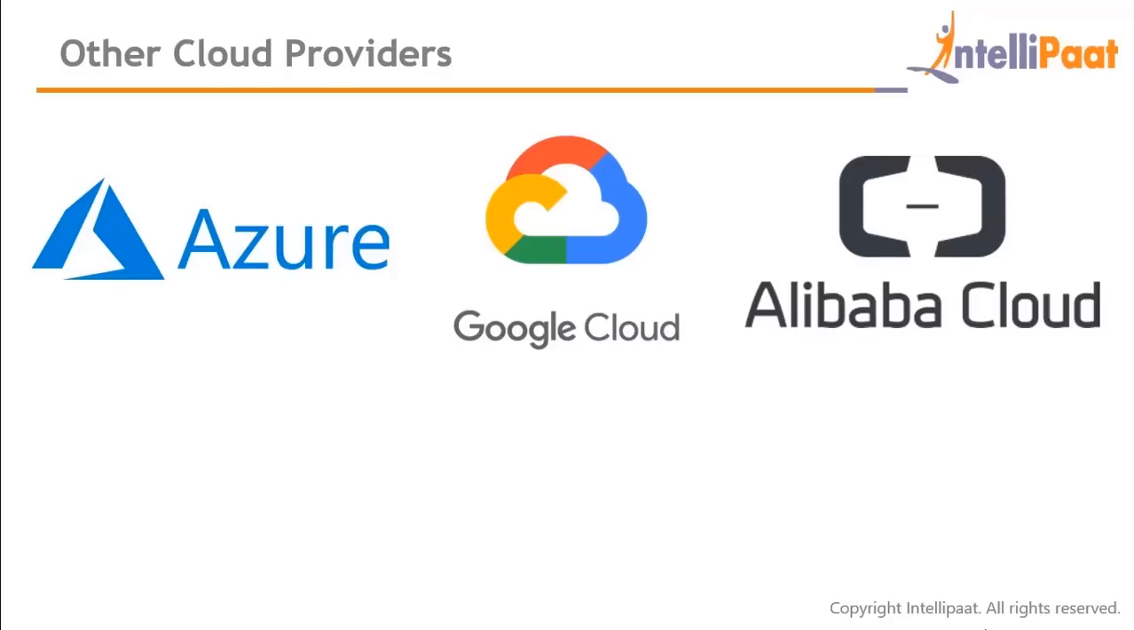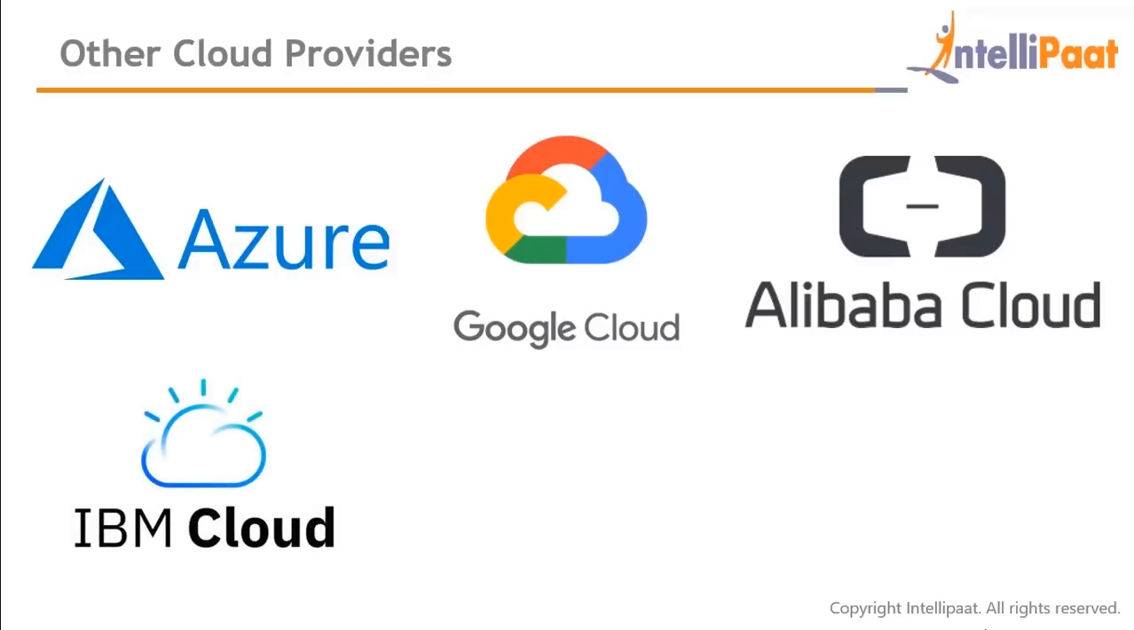Alibaba Cloud. We all know Alibaba. Alibaba is a China-based company. Alibaba Cloud is also called Aliyun. It basically provides services to businesses who want to host their services online. Next is IBM Cloud. IBM Cloud is also similar to Azure, Google Cloud, and Amazon Web Services. It also provides services like compute, networking, and storage services.